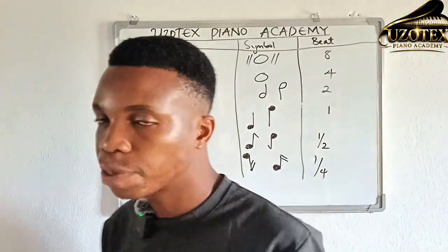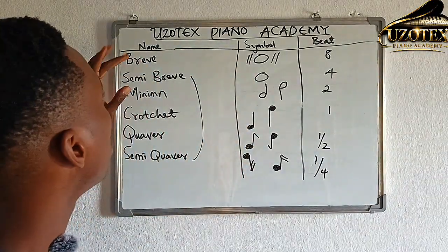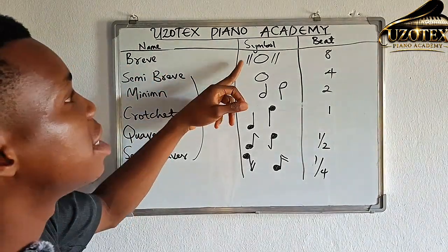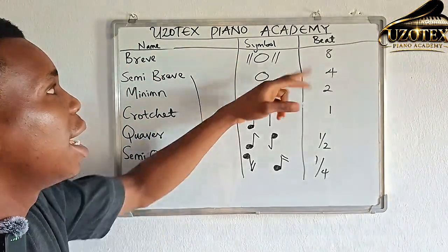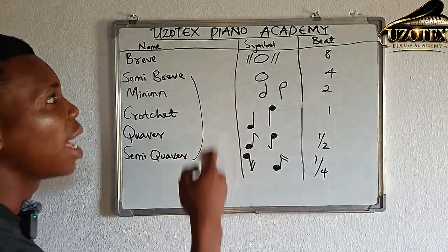So now, what are these things trying to tell us? We have the name of the note, we have the symbol, that is what it looks like, and we have the beat, that is how many beats each of those notes lasts.